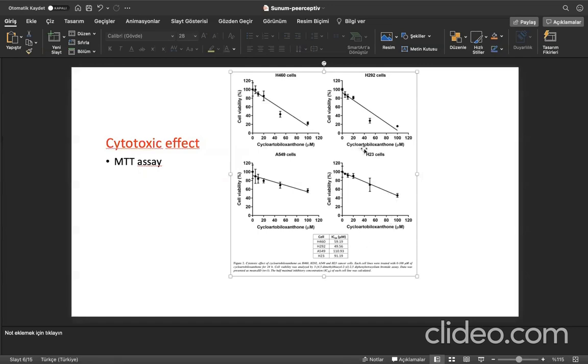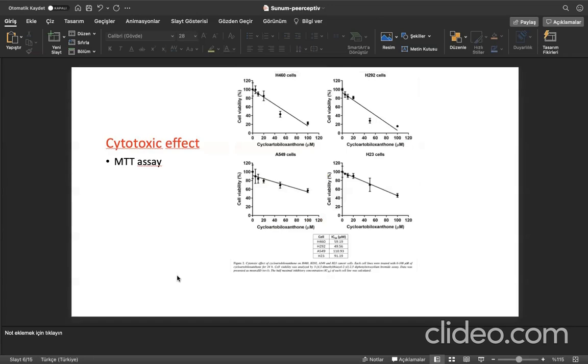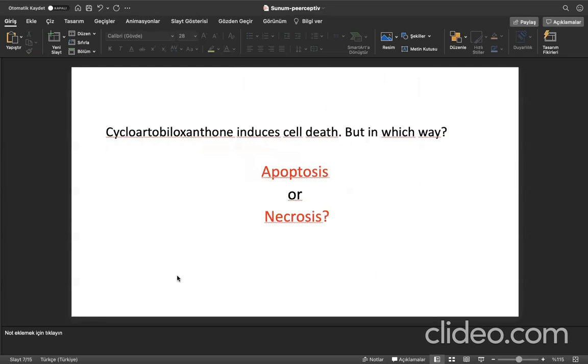So we can say that cycloartobiloxanthone has a negative correlation with cell viability, and IC50 value refers to the concentration at which the cells have 50% cell viability. For example, A549 has 110 microgram. It means that at 110 microgram concentration, it has 50% cell viability. So from there, we can say that this compound induces cell death, but in which way?